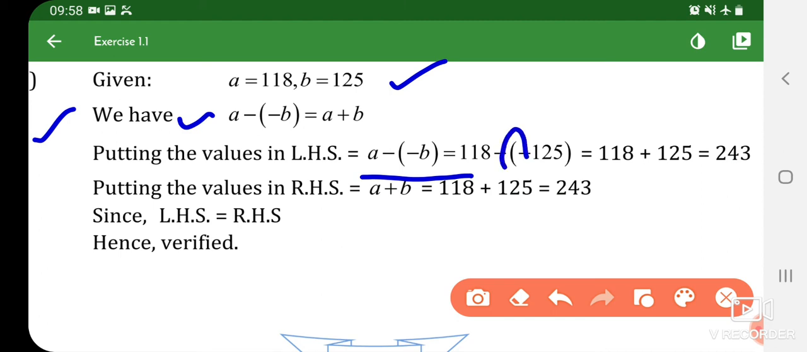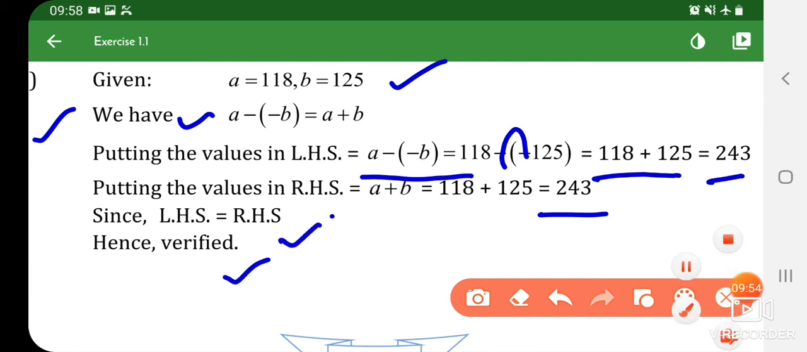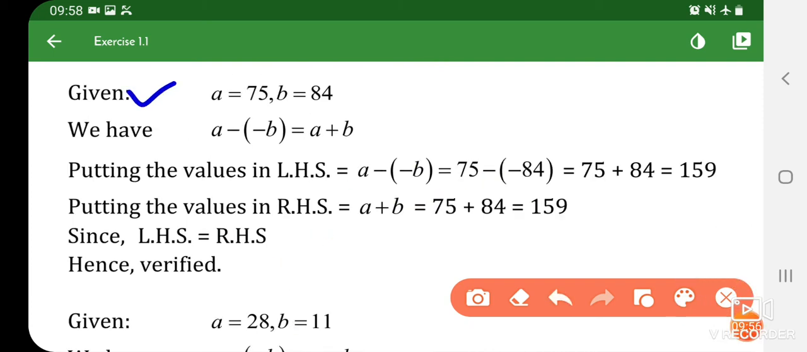These minus and minus are plus. When we add, we get 243. Now taking the RHS, we add this number, 243. That means LHS is equal to RHS. These are also the same. A equals 75, B equals 84.